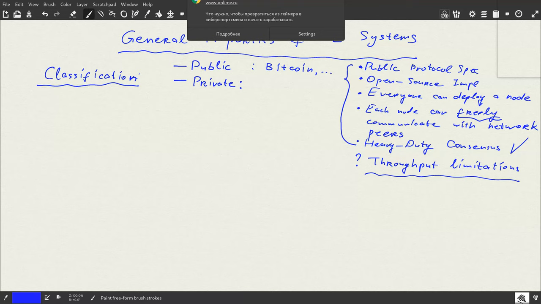Can you give any example of a private blockchain? Do private blockchains exist? Yes? For example, banks may use this, some insurance companies are frequently using this right now.